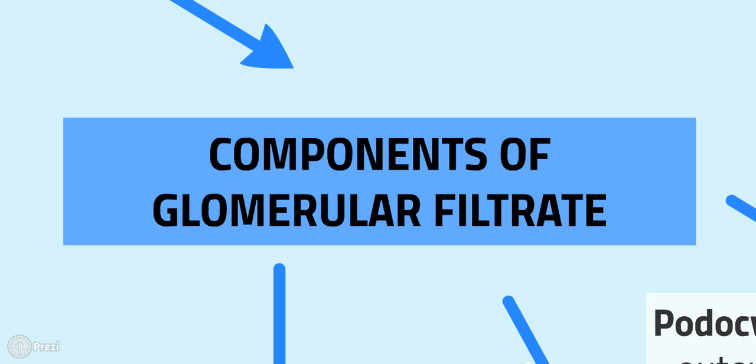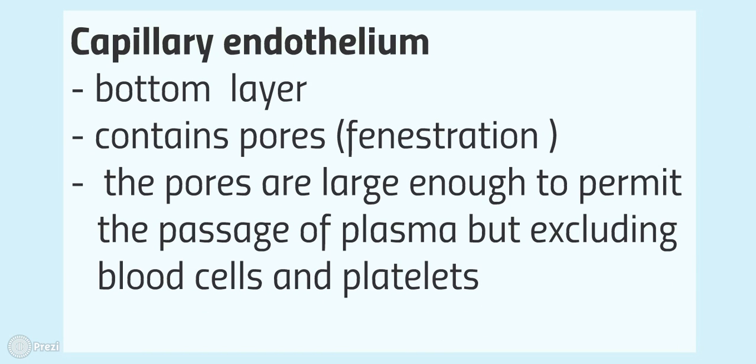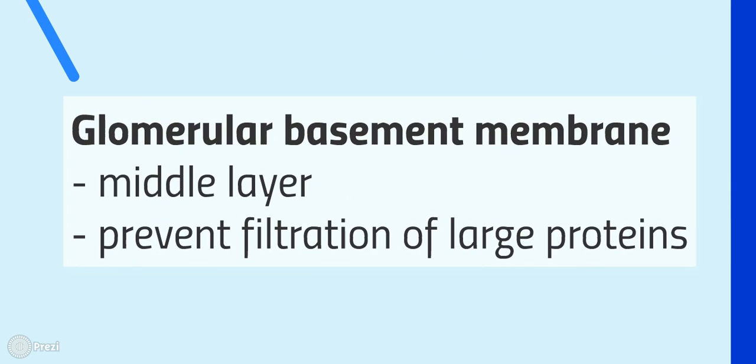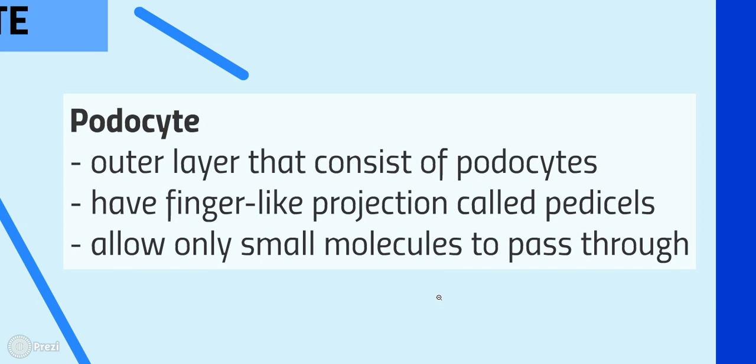The first layer is the capillary endothelium, which is the bottom layer and contains pores, which we know as fenestrations. Basically, everything can pass through except blood cells and platelets. The second layer is the glomerular basement membrane, which is the middle layer. It prevents filtration of large proteins. The third layer is the outer layer, consisting of podocytes, which are part of the Bowman's capsule.